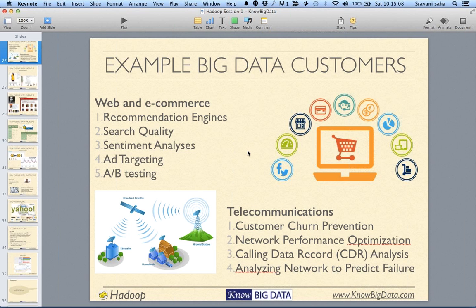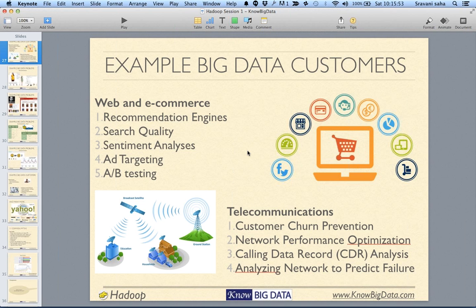Other than recommendation engines, people are actually utilizing big data in terms of improving search quality, sentiment analysis as we talked about earlier, and ad targeting. Ad targeting is a very specific problem to a few companies, but in ad targeting, on one hand there are many people who want to show advertisements, and on the other side there are various advertising slots available. Advertising slots could be on websites, on mobile applications, within a game, and so on.